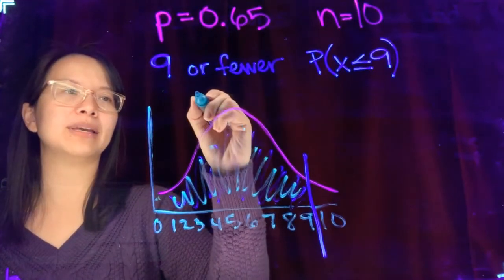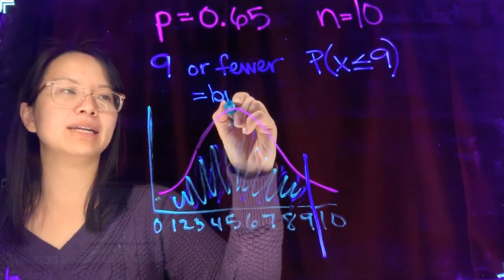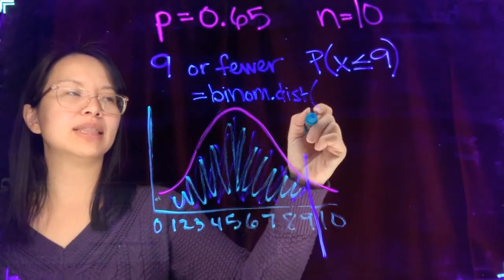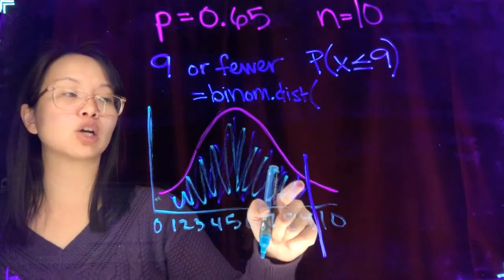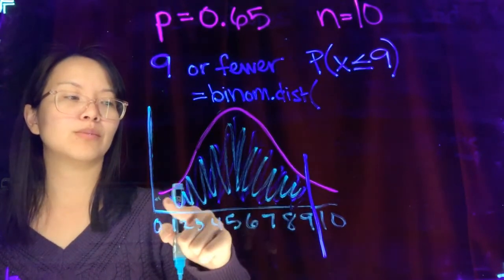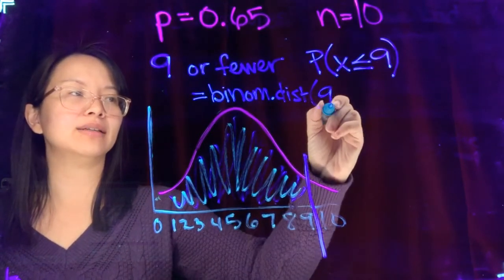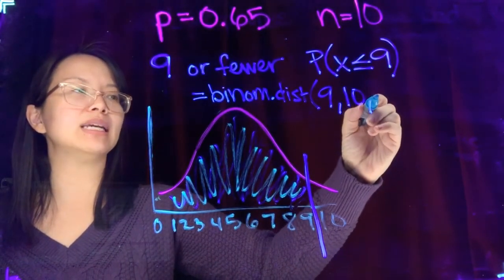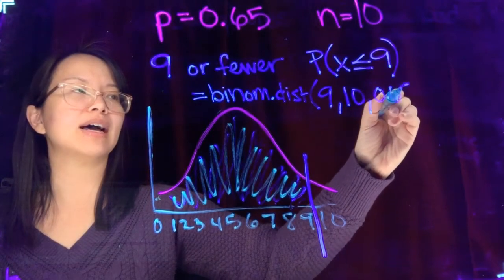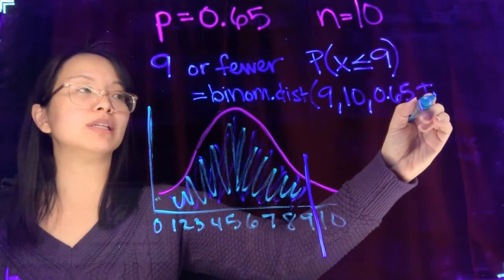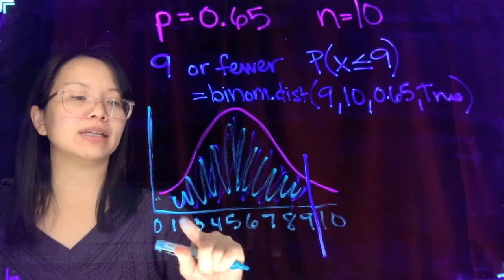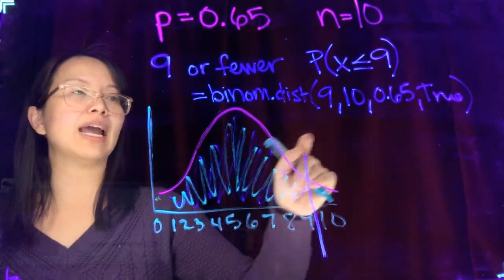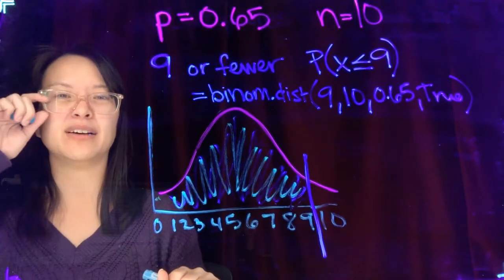We'll type in equals binom.dist, parentheses, my x, what I'm including in my count from left to right, is going to be the 9. My n is 10. My probability of success is the 0.65. And it is cumulative. We are adding up our probabilities. We're adding up all of the area in here. So I'll type in true, and that's how you'll find the probability of 9 or fewer.